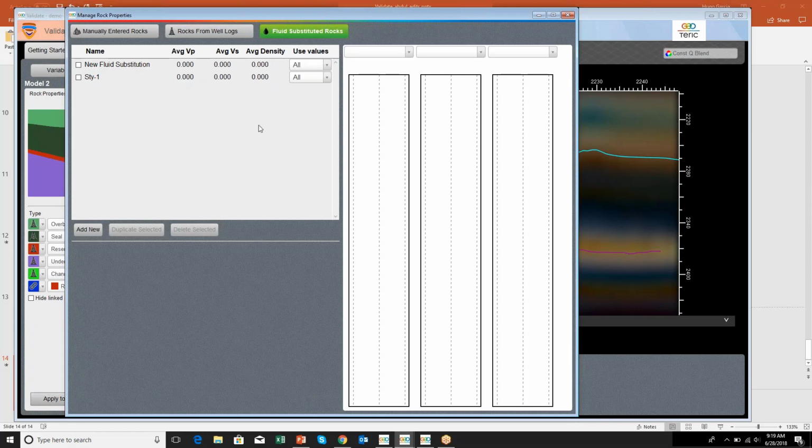But we couldn't do that because we didn't have all the information. I went through the well reports and I could not find the bulk modulus. So that was the only thing missing to do this properly.